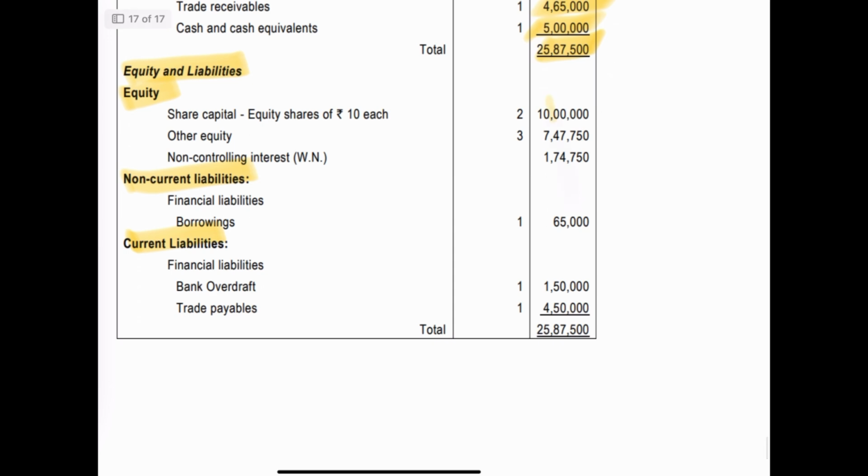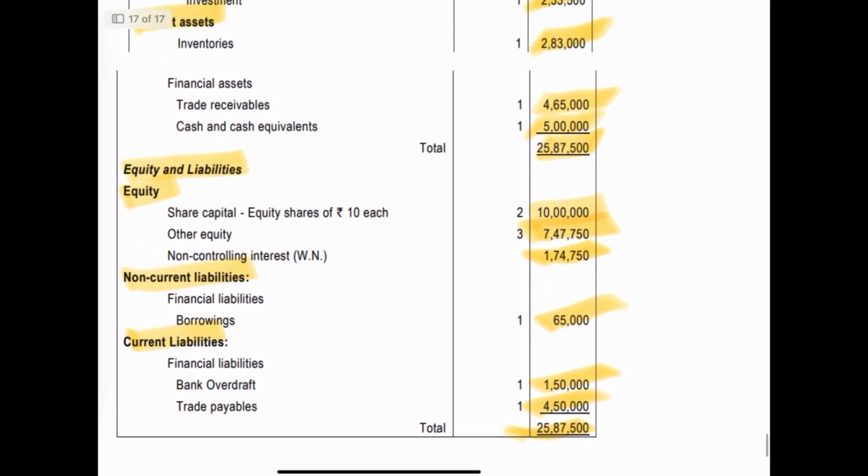Then equity. Here we show only the Hammer Limited equity; Sleek Limited equity should not be added here. Other equity as per our working comes to 747,750, and the NCI as per working comes to 174,750. Closing borrowing is 65,000, closing bank overdraft is 150,000, and trade payable is 450,000. So the total liabilities add up to 25,87,500, and you have the tallied balance sheet.